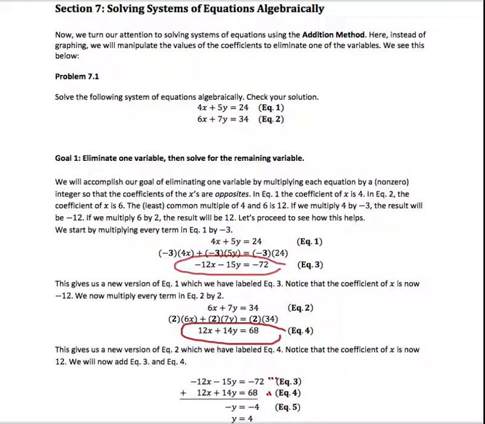So just add term by term. Negative 12x plus 12x cancels out. So we only have y terms. Negative 15y plus 14y, we get negative y. And on the right side, we get negative 4. And we find y to be positive 4 by dividing both sides by negative 1.